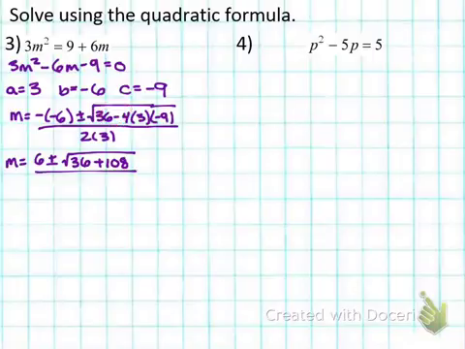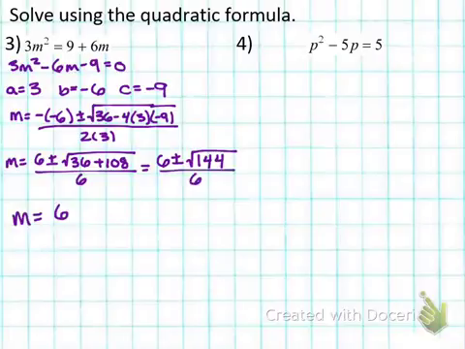Okay, and divided by 2 times 3 here, this is just 6. Okay, 36 plus 108 gives us 144 in the square root, and that gives us 12, right? The square root of 144 is just 12. So we have 6 plus or minus 12 divided by 6.